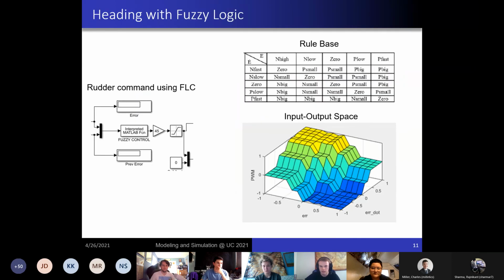So onto the heading with fuzzy logic. On the left, you'll see it's set up so it accepts error and previous error, and then inside of the fuzzy system, it'll compute the error dot, which then gets sent into the rule base. So for example, if your error is negative low and your error dot is 0, then you get a negative small PWM value commanded to the motor, which adjusts the sailboat back to your desired heading. And if you put this in a nice 3D, you can see the input to output space, and notably it's symmetric, so same inputs but opposite give you the same output but opposite. Next.